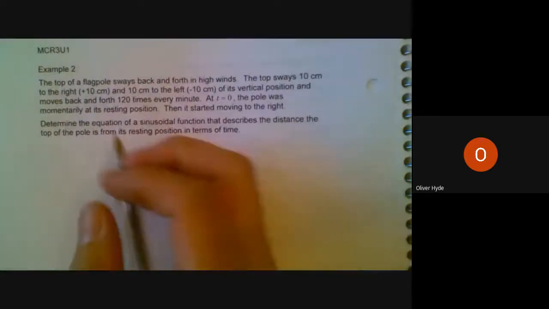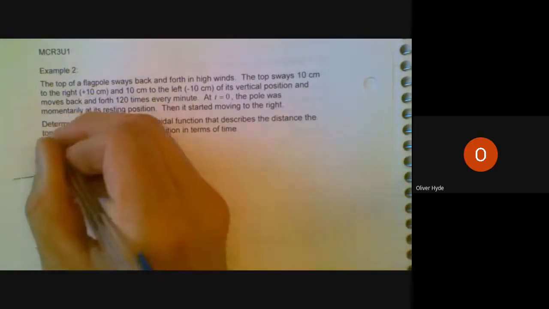On the back, we don't have as much to do. We have the top of a flagpole swaying back and forth in high winds. A little exaggerated, but that's all right.